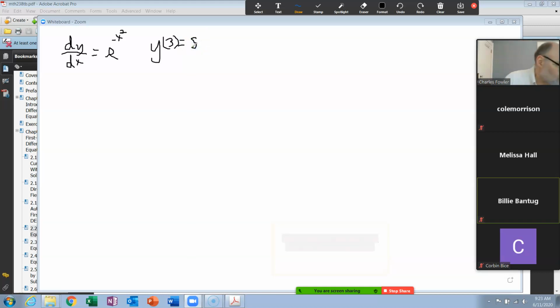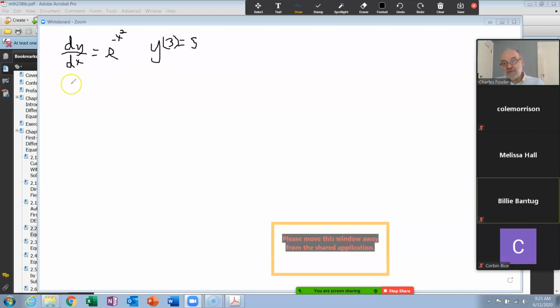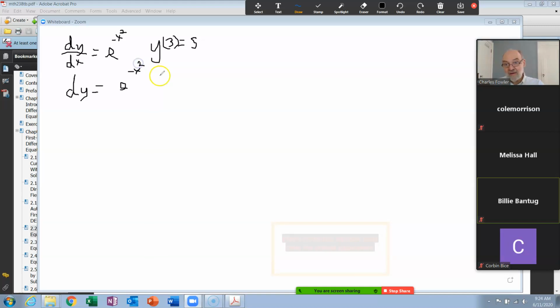Okay, there's your initial condition. And this looks like that'd be pretty simple to do, separation of variables. That part is simple. You just write it in differential form. On the left-hand side, you got dy and only dy. On the right-hand side, you have e to the minus x squared dx. Just writing it in differential form.